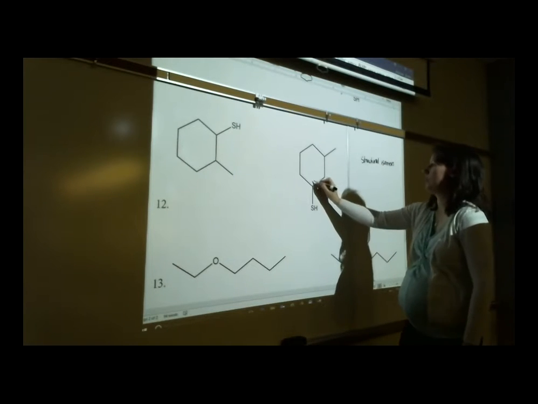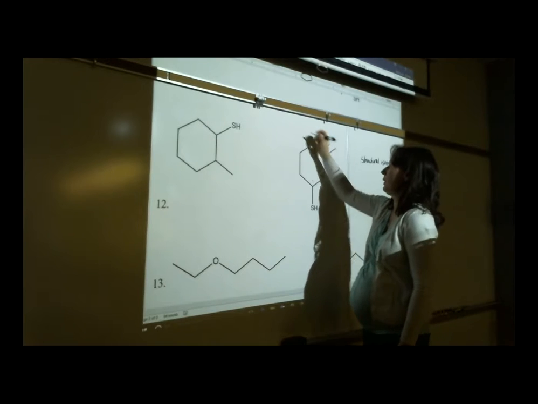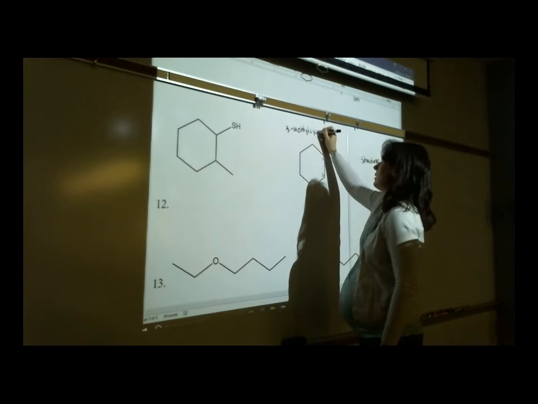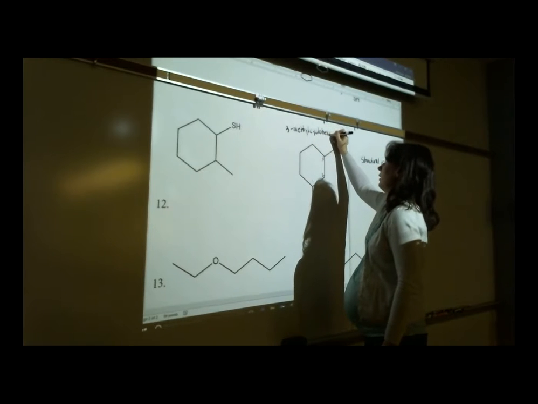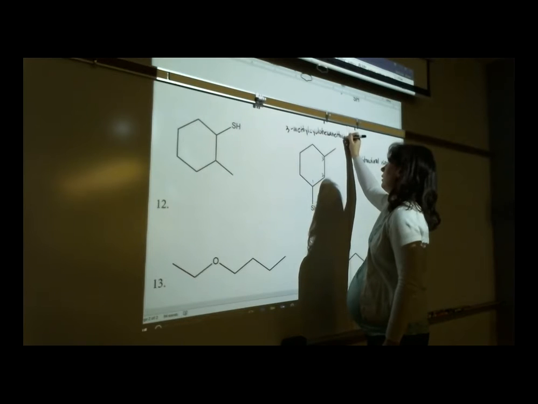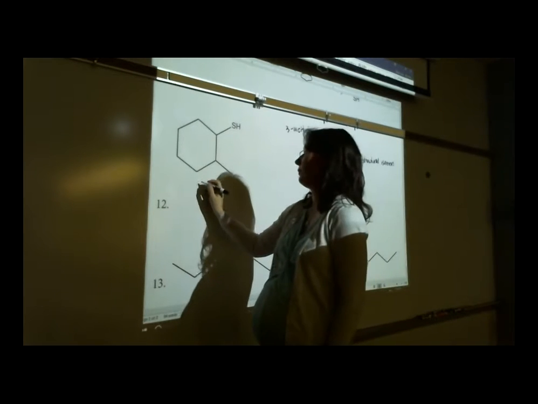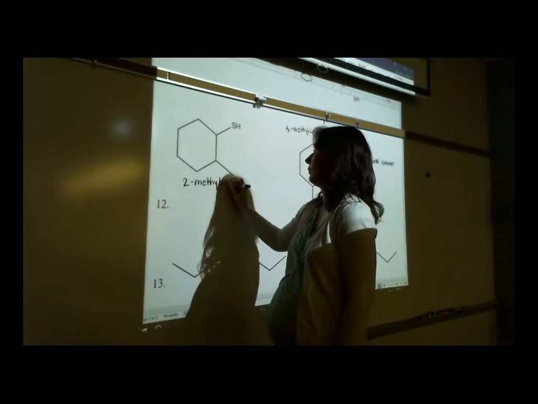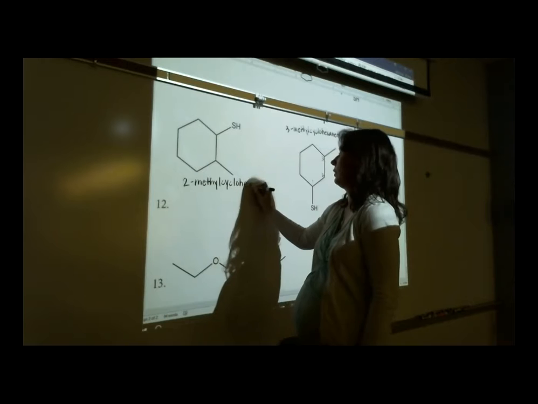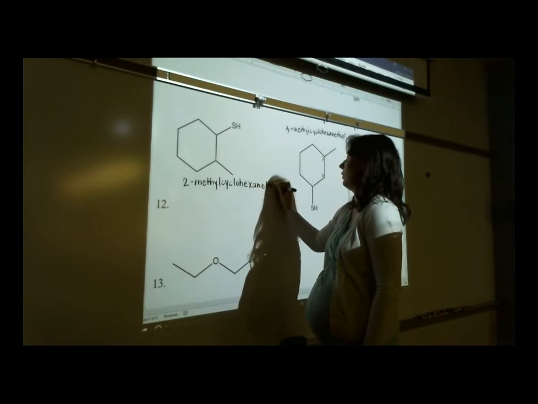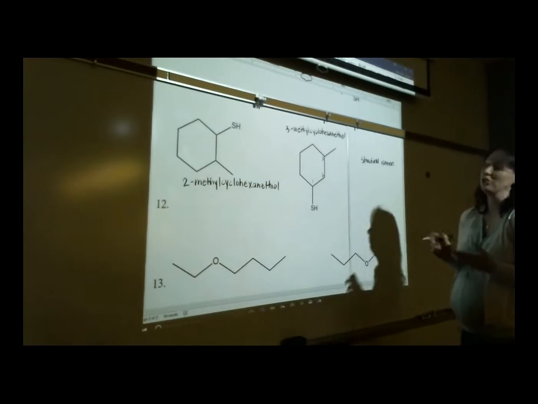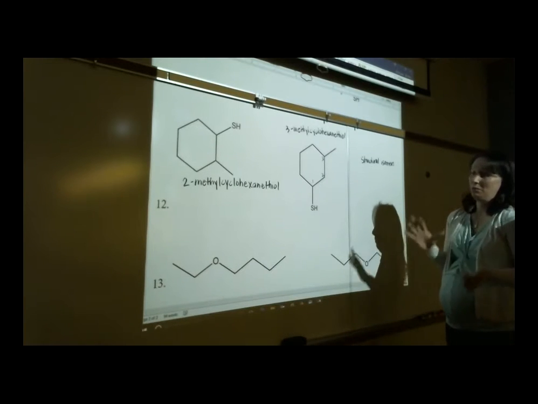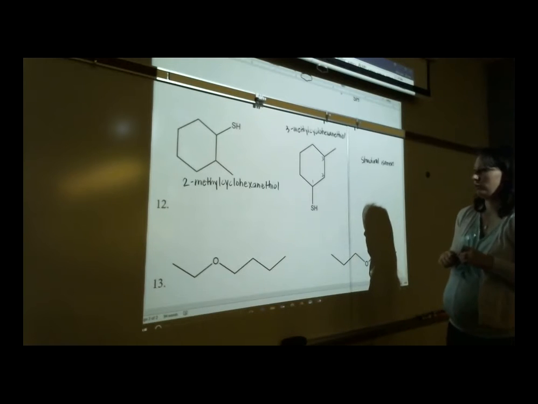Right, because this one, 1, 2, 3, would be 3-methyl cyclohexane thiol. And this one would be what? 2-methyl cyclohexane thiol. Right, so that one's pretty easy. You can just look at those and tell, okay, they've got all the same pieces. It's just my substituents are in different positions relative to each other.